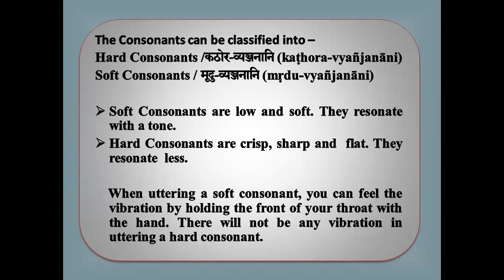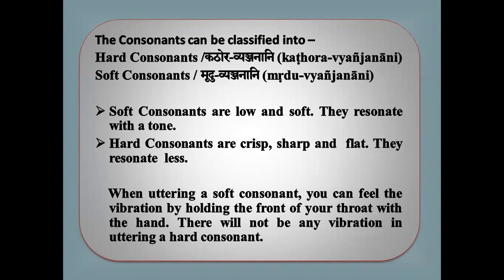So, kathora and mridu, hard and soft consonants. For example, take the first class of consonants, the ka varga: ka, kha. You say the first two letters of the class, and you will find them similar: ka, kha. Now, from the third letter onwards, try to pronounce ga, gha. So the third, fourth, and fifth letters, they are similar.